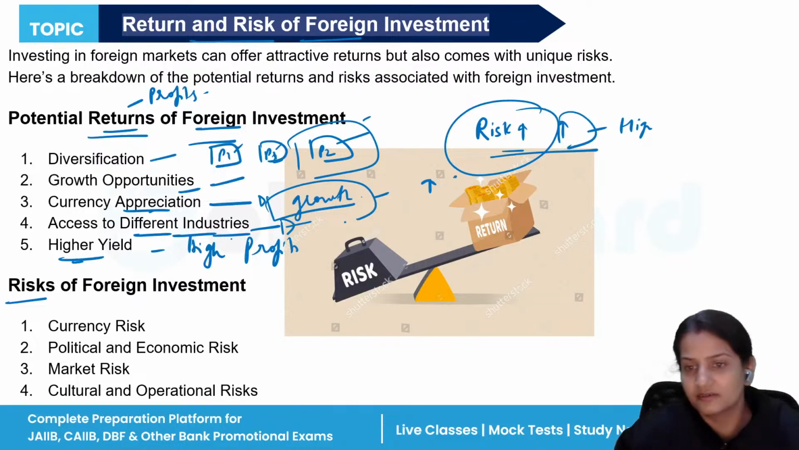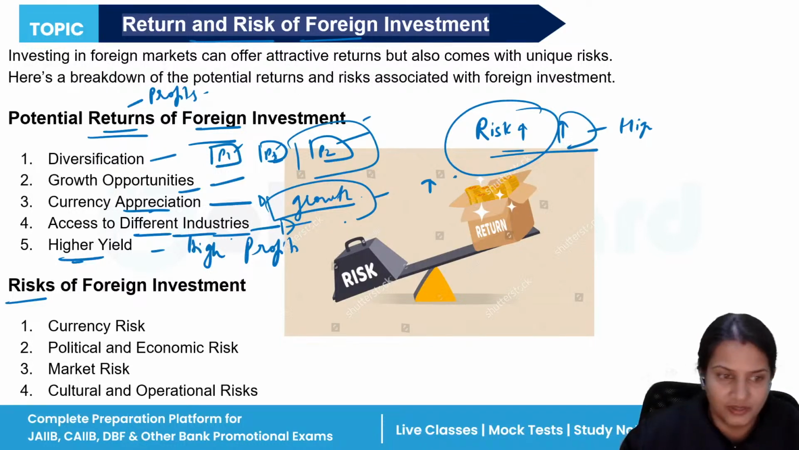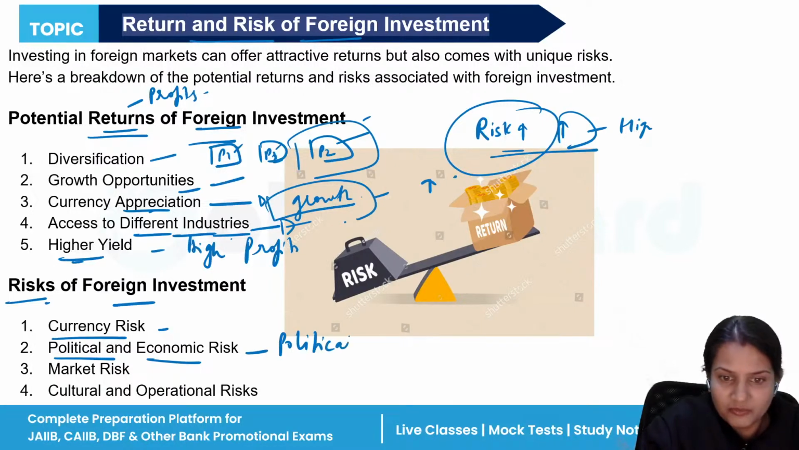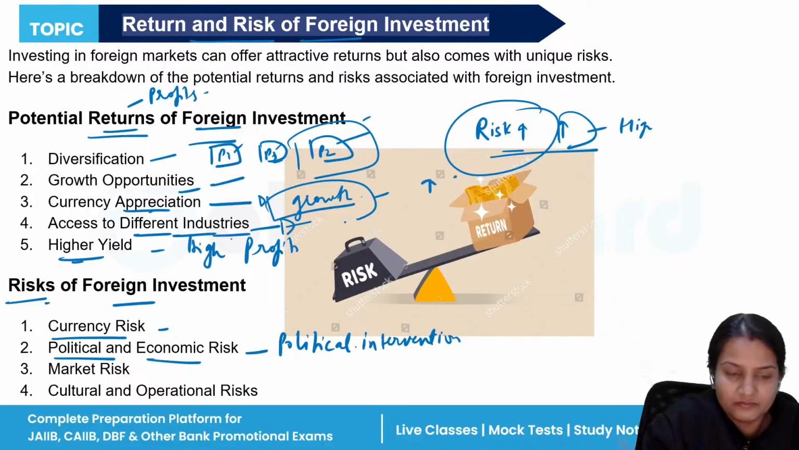Definitely, if there are returns, then you have to bear risk as well. So what are the risks of foreign investment? The first is currency risk, because of the fluctuation, the market condition you need to study. Then political and economic risk. Yes, there may be political intervention, more so in some countries. Economic risk will be there: the fluctuations of the currency rate, inflation, deflation.